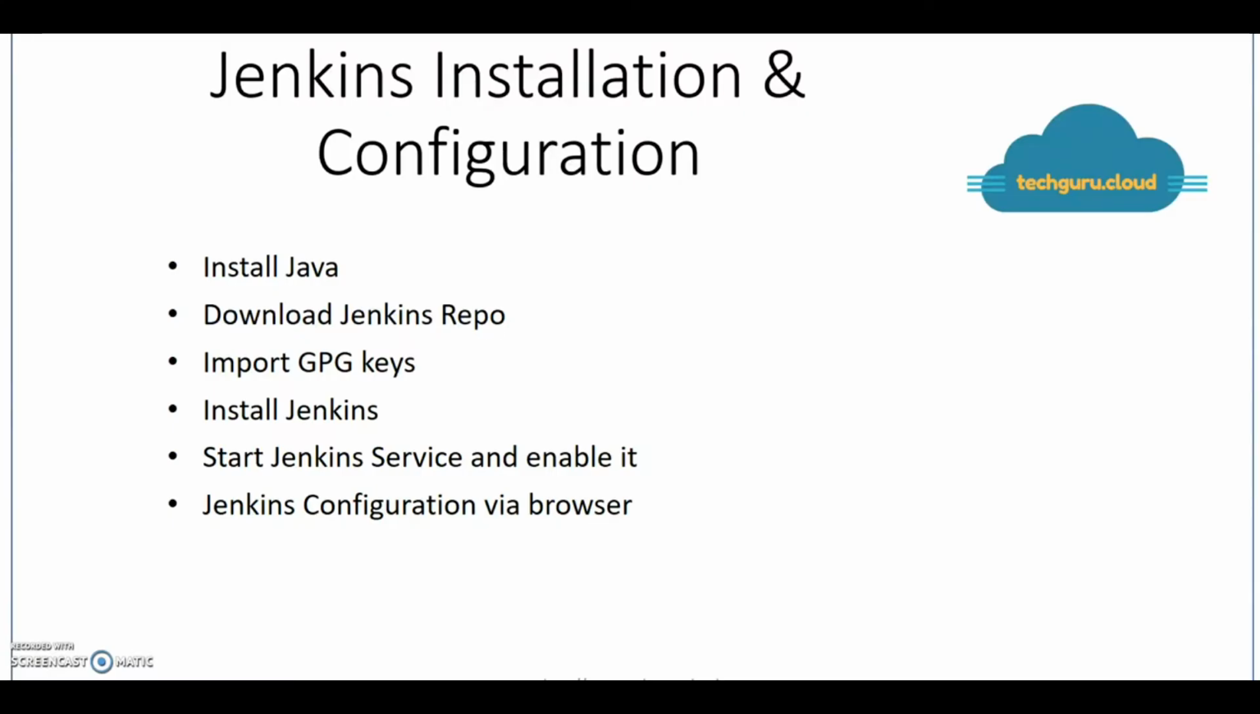Hi friends, in this video we are going to learn what Jenkins is and how to install and configure Jenkins on a Red Hat 7 server. So Jenkins is an open source automation server which can be used to automate all sorts of tasks related to building, deploying and testing software. It is a widely used continuous integration server.